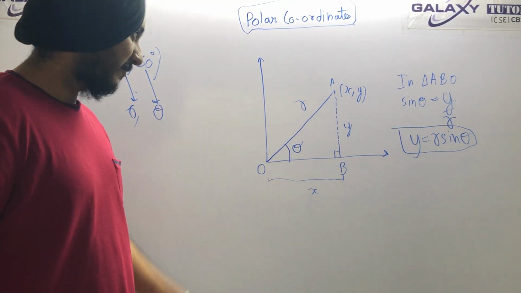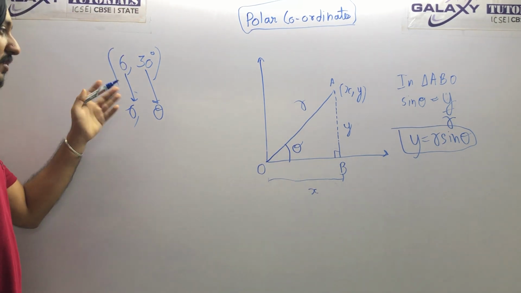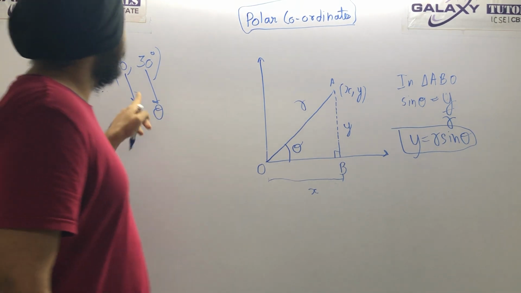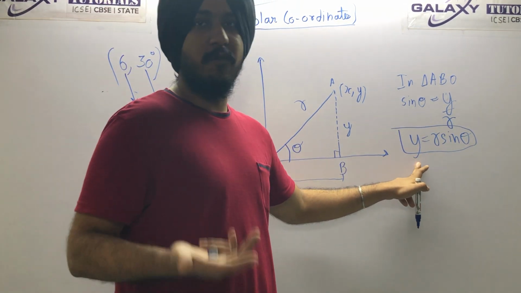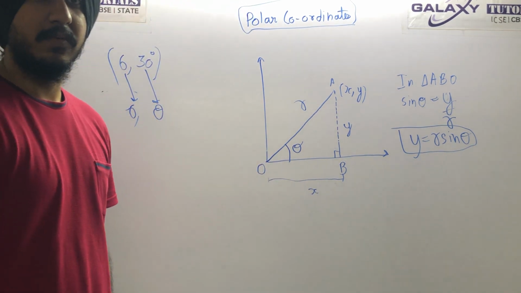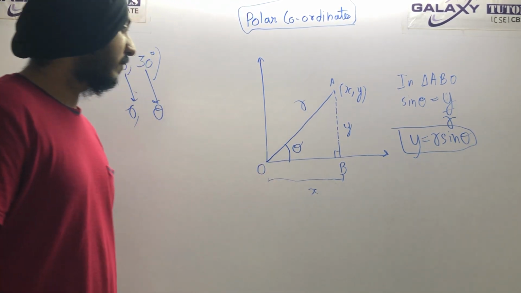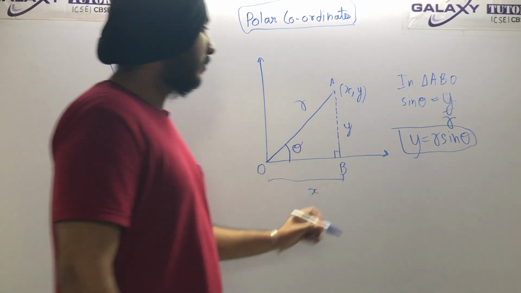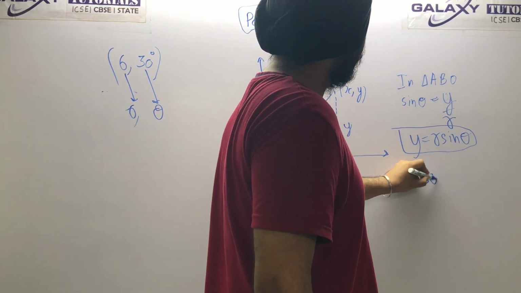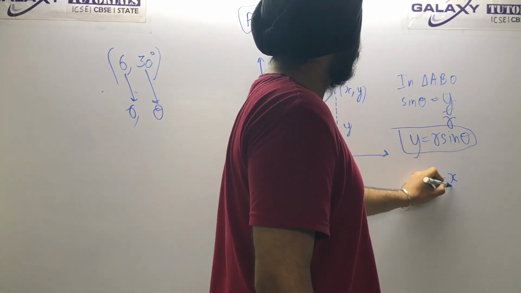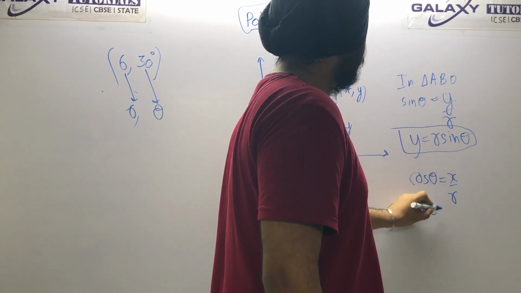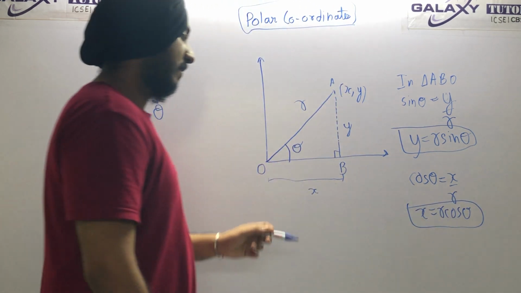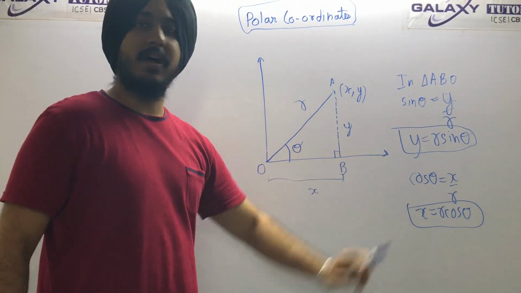Now they have given you r and theta here. So if you put 6 and the value of theta here, you can get the value of the y coordinate easily. Now let us find the relation for x. x is the base upon hypotenuse, cos theta. So cos theta is equal to x upon r, x is equal to r cos theta. So this is the relationship between x, y and r and theta.